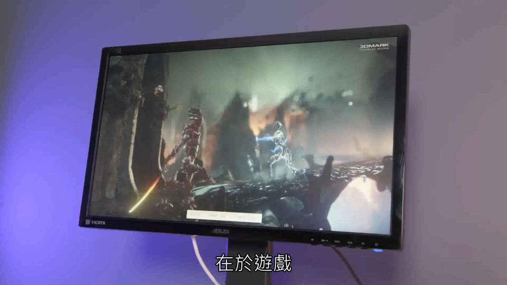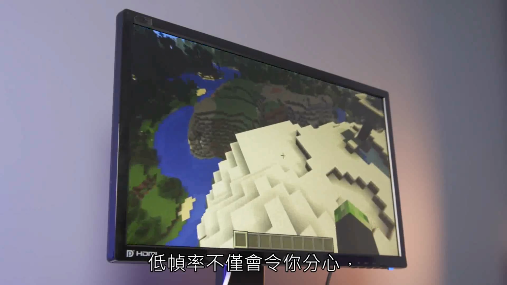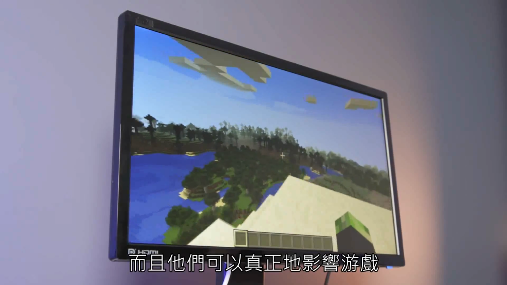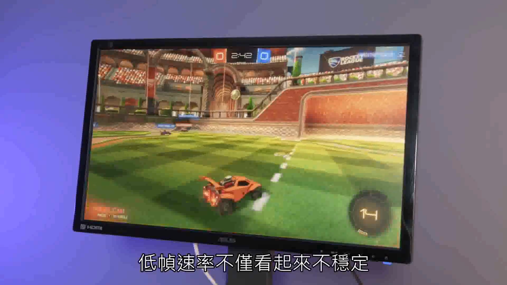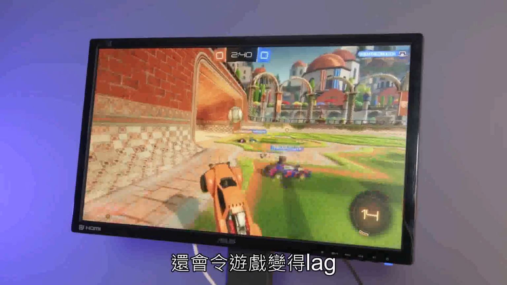Another big area where frame rate is important is for gaming. Not only do lower frame rates look distracting, but they can have a real effect on gameplay. It's one thing to watch a movie or TV show, and another when you're controlling something on screen. Low frame rates not only look choppy, but add a sense of lag to your gameplay.